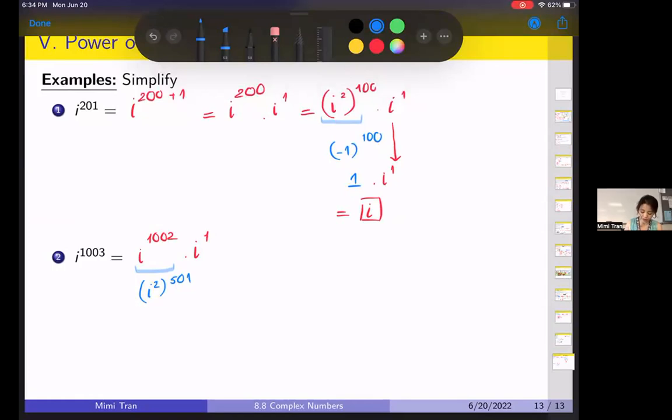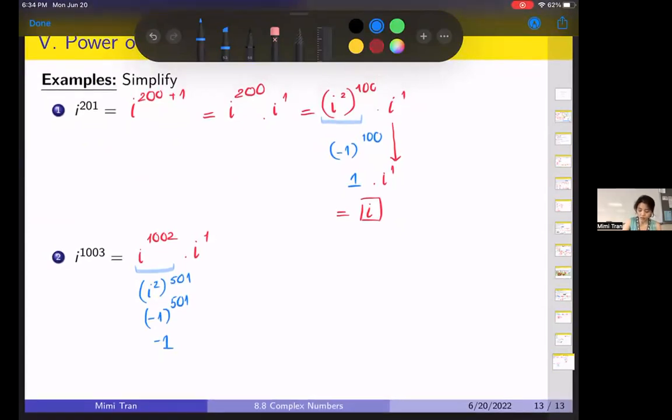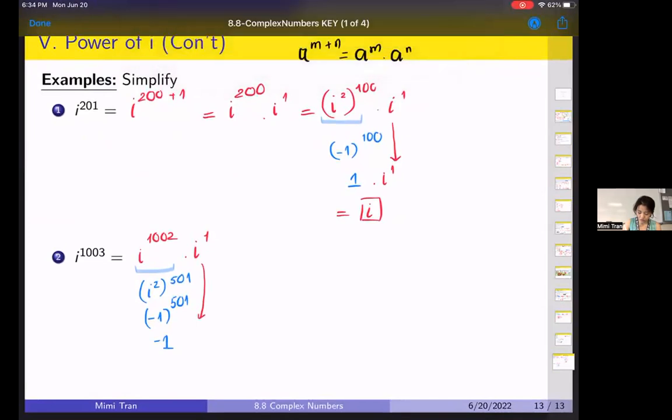Well, I squared is negative 1 raised to an odd power, 501 is odd. Negative 1 raised to an odd power will give you negative 1, right? Negative 1 cubed, negative 1 to the 5th, etc. So negative 1. And then bring down the I to the first. So that equals negative I. That's your final answer.